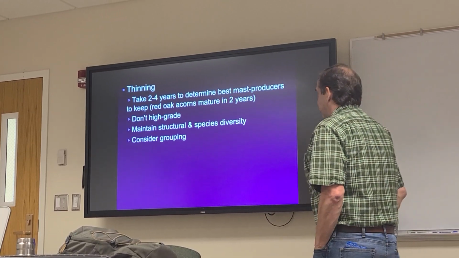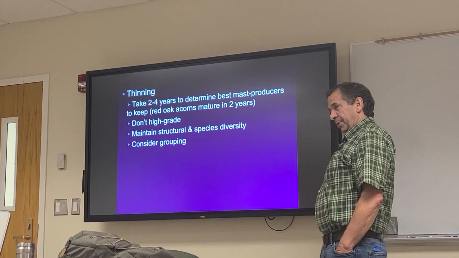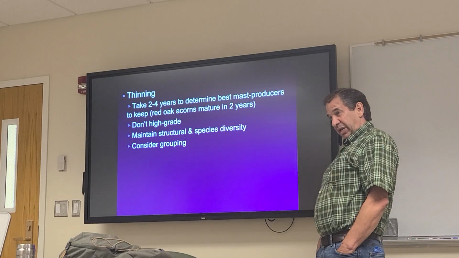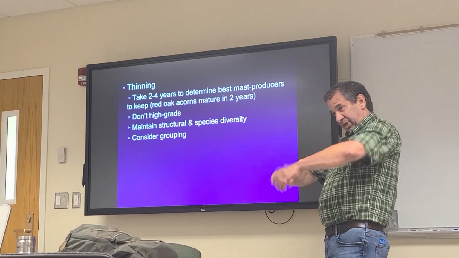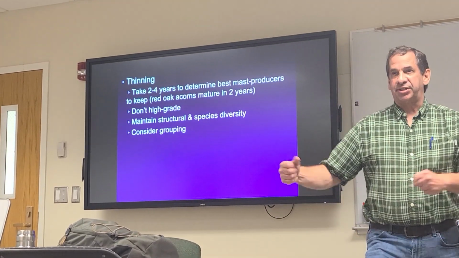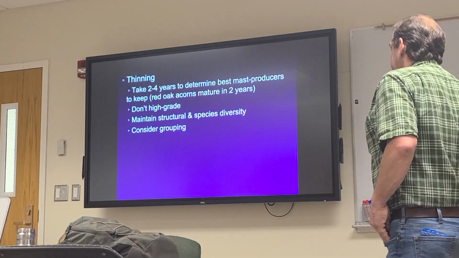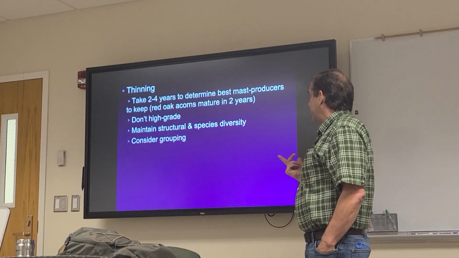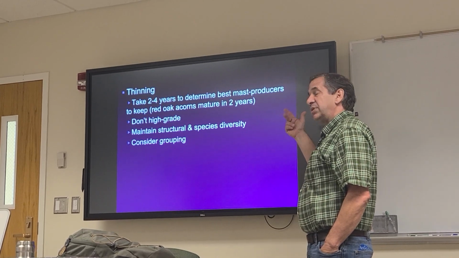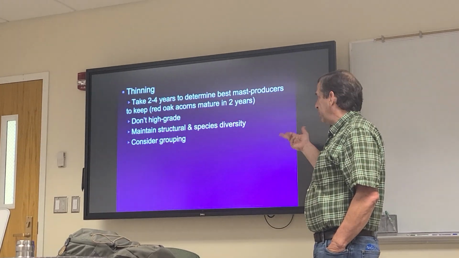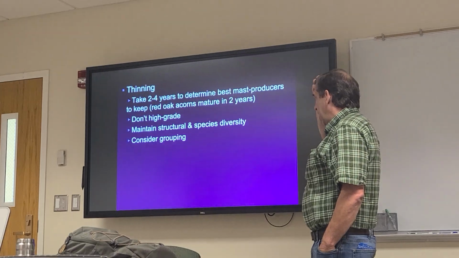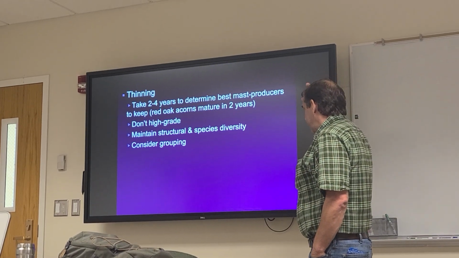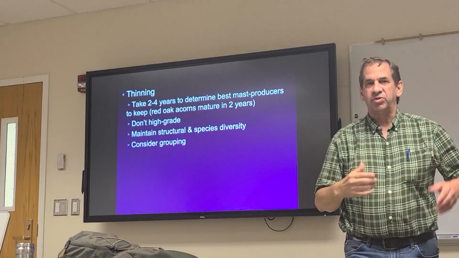So if you're thinning to improve the quality of the stand, don't just go out there arbitrarily with your chainsaw and say, okay, today's my annual thinning day, let's see, and start whacking away, right? Better to take 2 or 3 or 4 years, find your best mass producers. Keep in mind that red oak acorns take a couple of years to mature. White oak mature in a year. Be sure that you're not high grading, maintaining structural and species diversity, considering groups of trees.